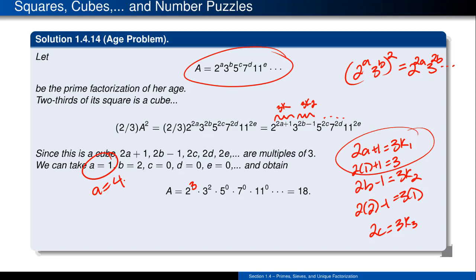There we go. So 2 times 4 makes an 8 plus 1. So my exponent becomes a 4. Sorry about that. So then my final age for this young miss is going to be 2 to the 4th times 3 squared. But 2 to the 4th times 3 squared is going to fire off something like 144.